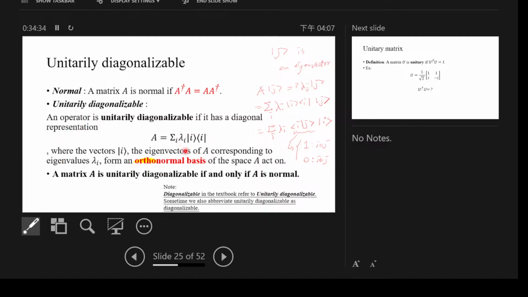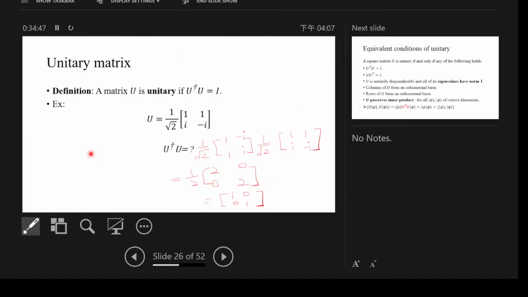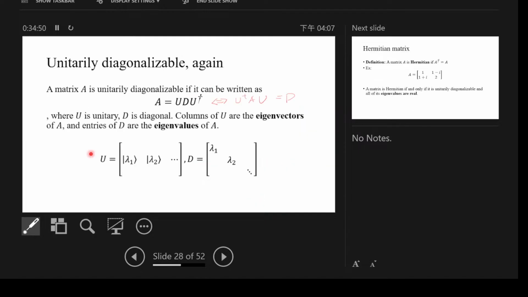We have a set of orthonormal bases formed by those eigenvectors. Okay, and so that orthonormal basis will be your unitary U here. So if your lambda 1, lambda 2, etc. are your orthonormal eigenvectors, then you just list them as the column vectors of this matrix, and it will become this unitary matrix U. And the diagonal elements of this diagonal matrix D will be the corresponding eigenvalues.